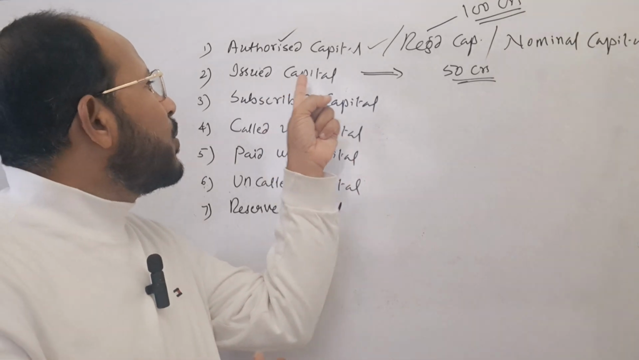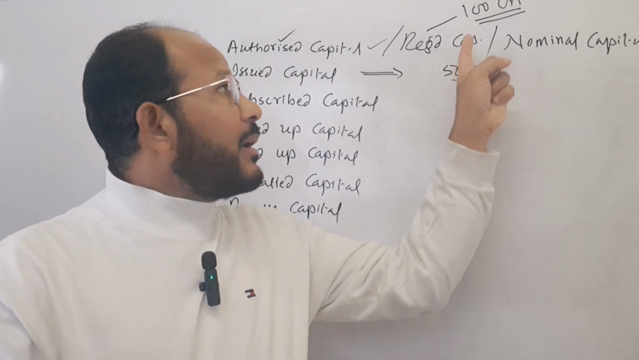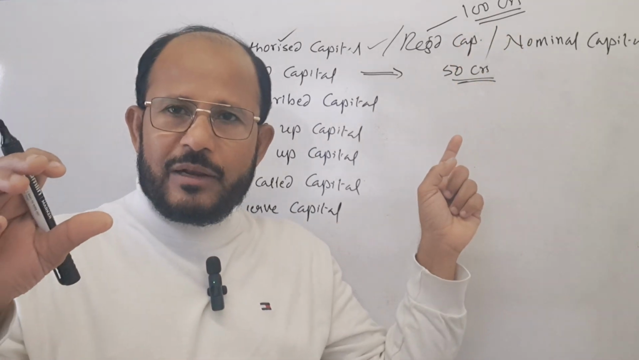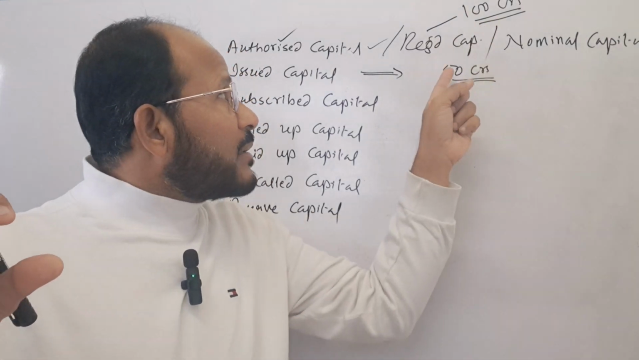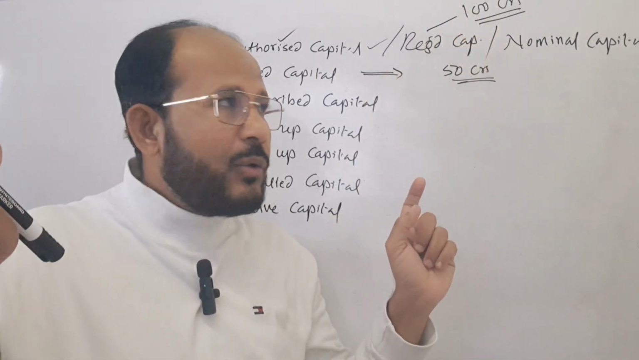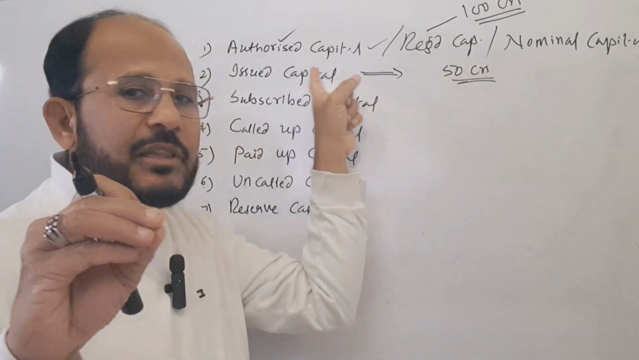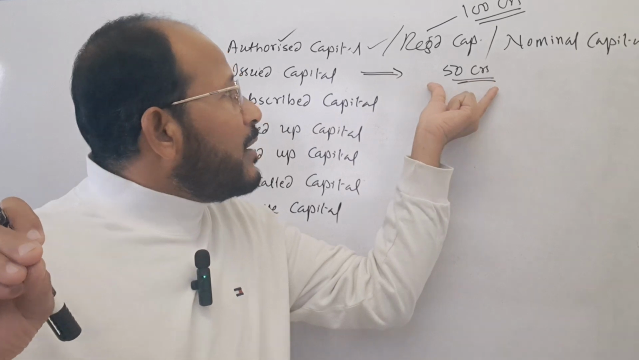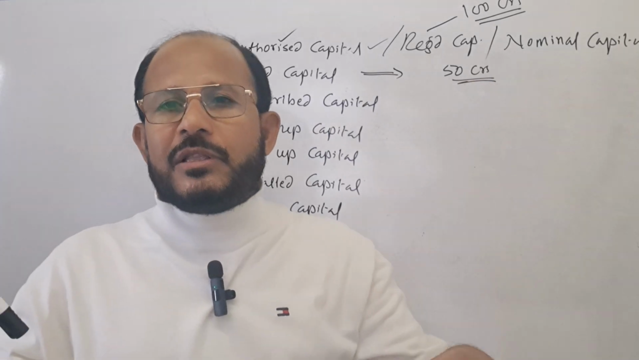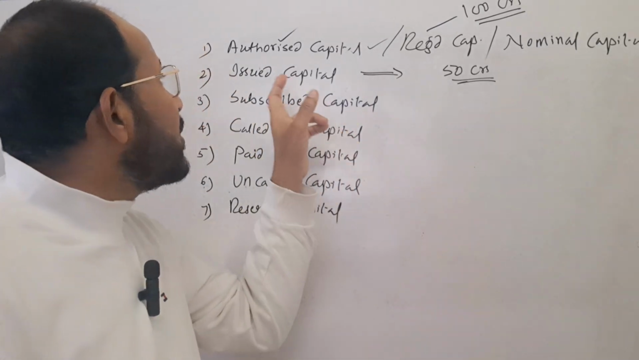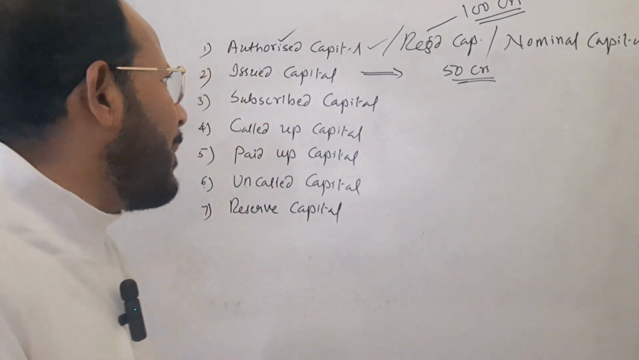Therefore, issued capital is nothing but a part of the authorized capital. 100 crores is the maximum amount of capital which the company is permitted to collect. But here, the board of directors are not collecting 100 crores. They are planning to collect only 50 crores by issuing the shares. Therefore, whatever amount of capital they plan to collect by issuing the shares is called issued capital, or we can also say that this is a part of authorized capital.